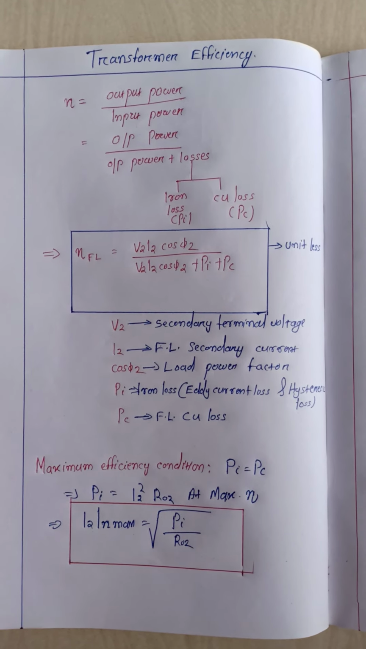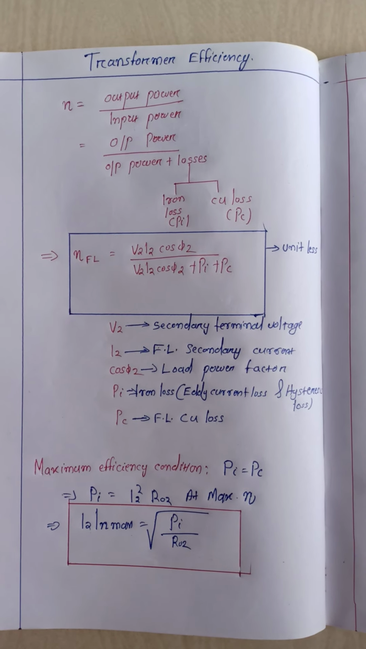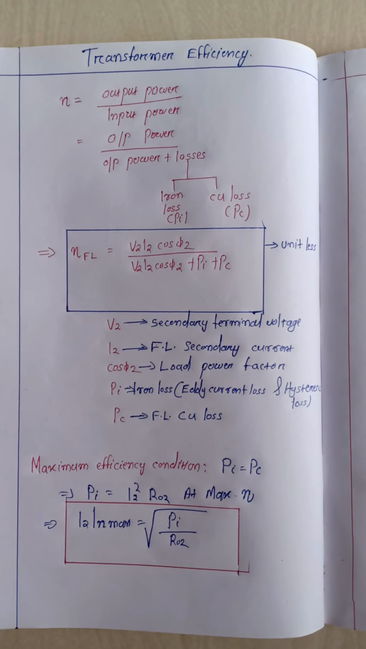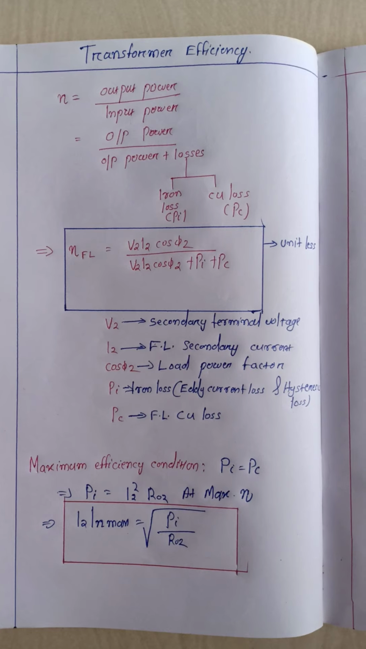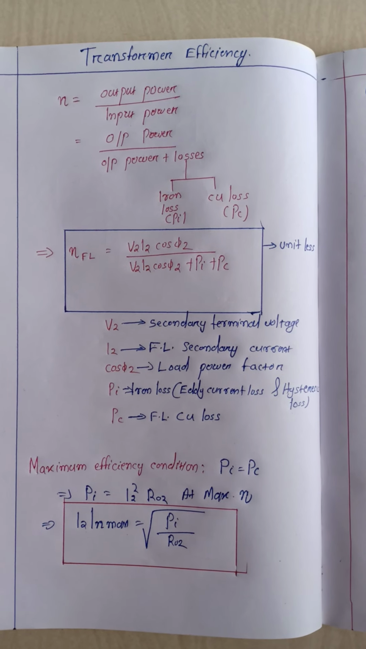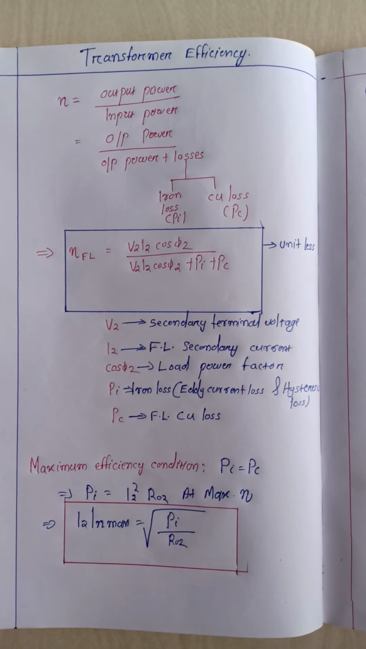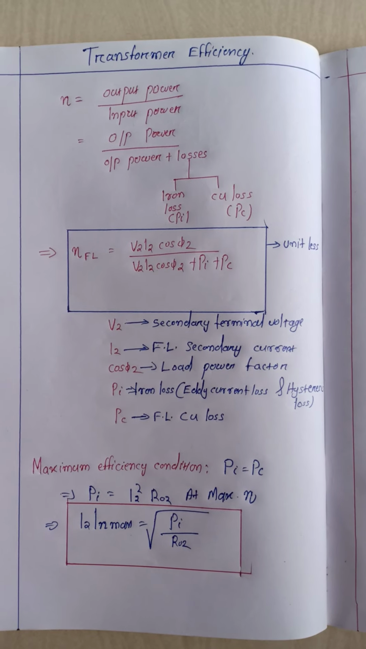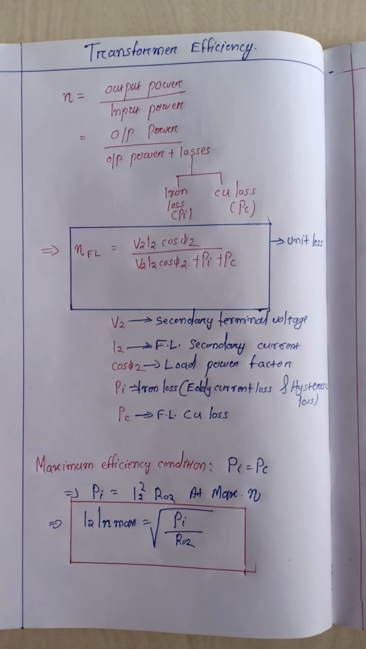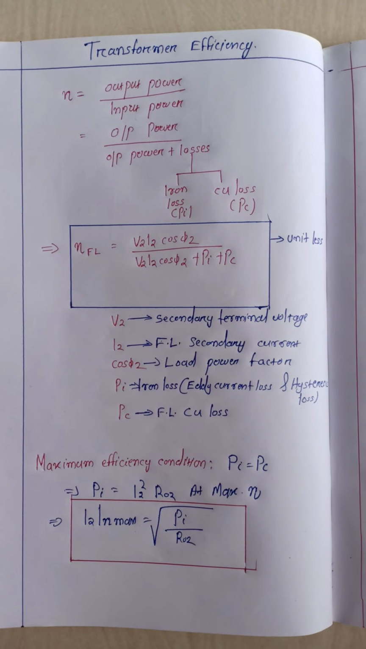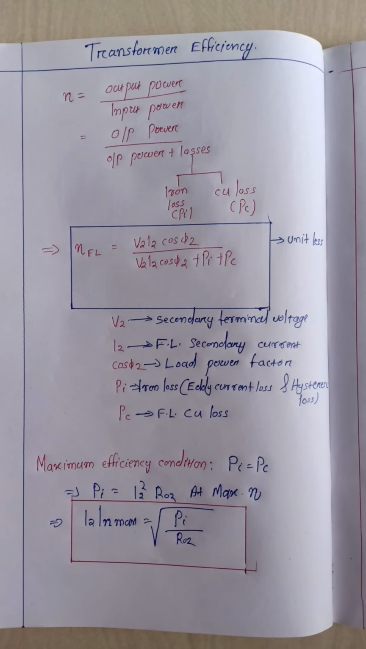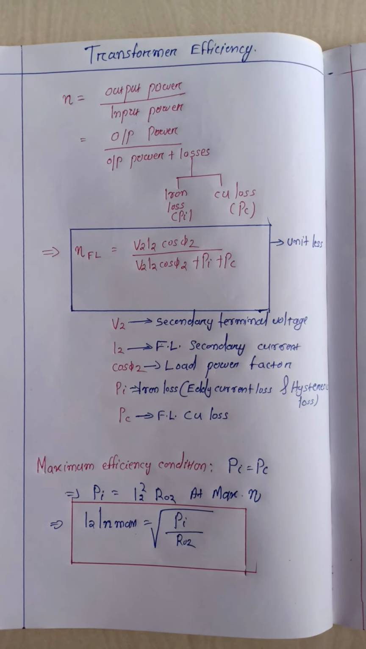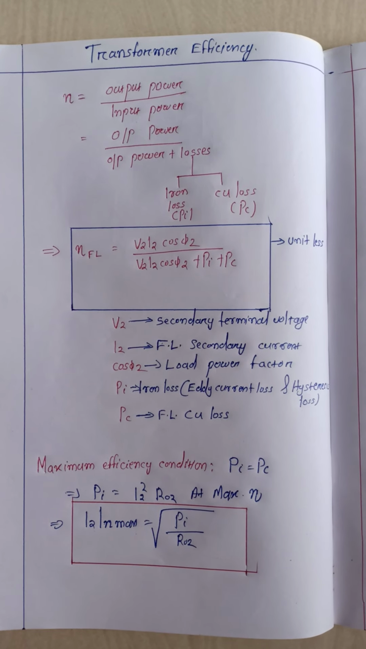The efficiency of a transformer at any load is V2I2 cos phi 2 divided by V2I2 cos phi 2 plus Pi plus Pc, and here I2 is the value of the load current at any value of the load, and Pc is the copper loss at any value of the load, and Pi is the iron loss which is constant, and cos phi is the power factor at any value of the load. So the equation remains the same, only the notation changes and the value of current and copper loss will change.